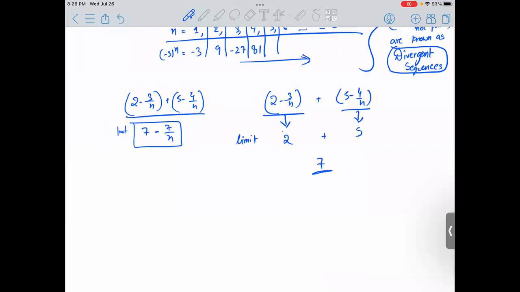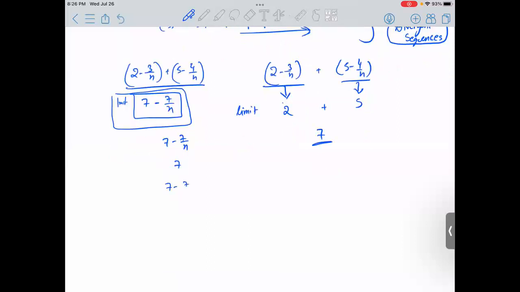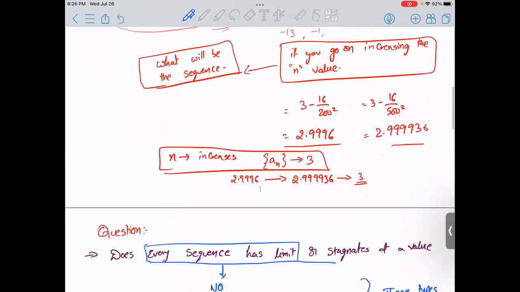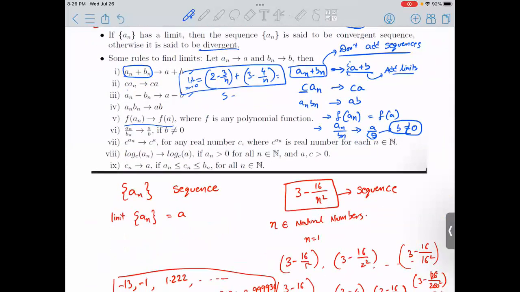Yes, the function gives the same value, but look: if in the options they give 7 minus 7 by n, and 7, and then something like 7 minus 7 by n square, then if you add this directly, you will pick this option. But you have to remember that you have to find the limit also. That's why I'm telling you. This is the same thing.